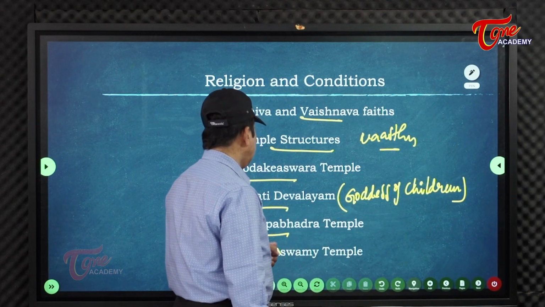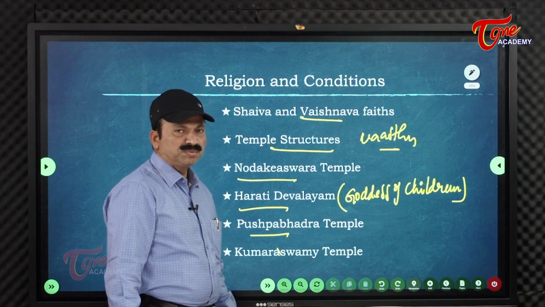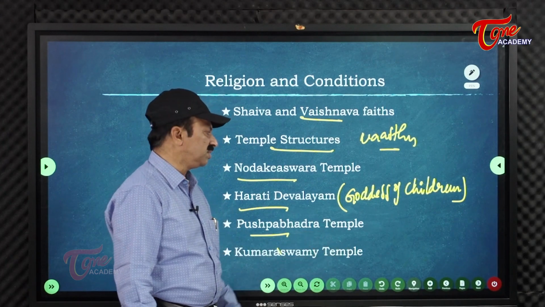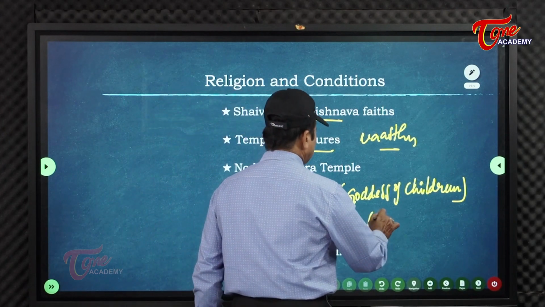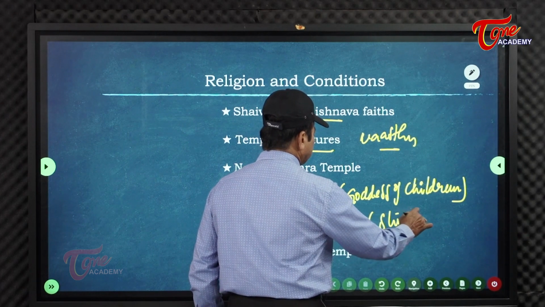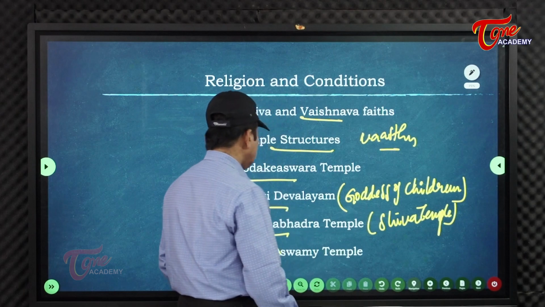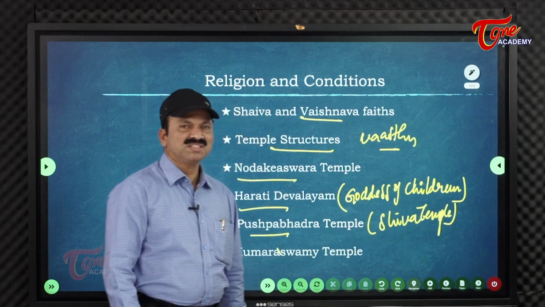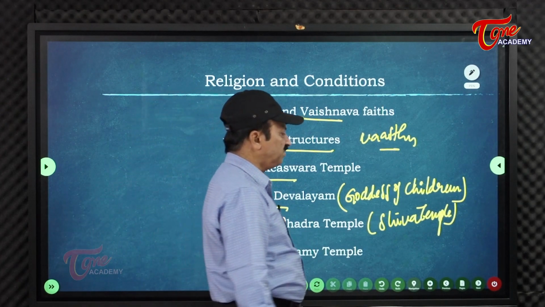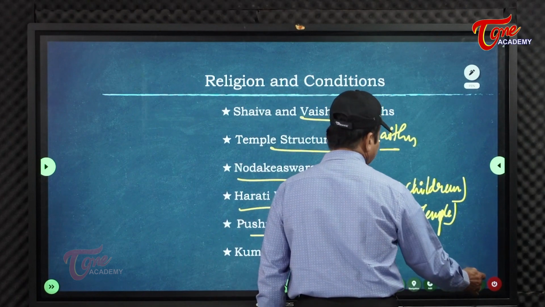Pushpabhadra Swami temple is a Shiva temple. Then Kumara Swami temple. All these temples were established in the period of these rulers.